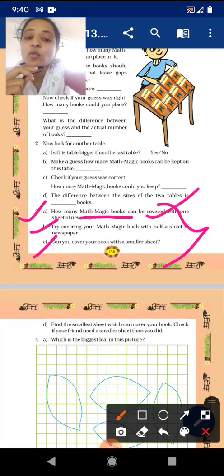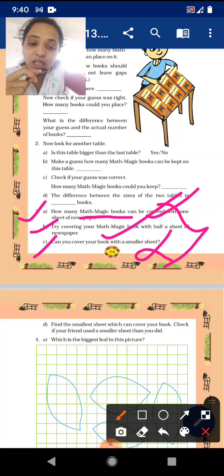So you can cover 2 books in this, and with a half sheet we can cover one book. And can you cover a book with a similar smaller sheet? This one is not possible. It's big in size, so we cannot cover it with a smaller sheet.